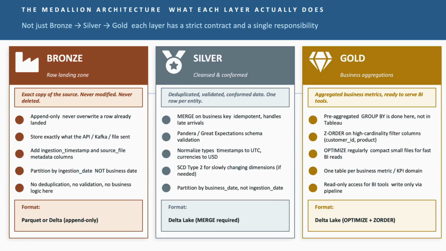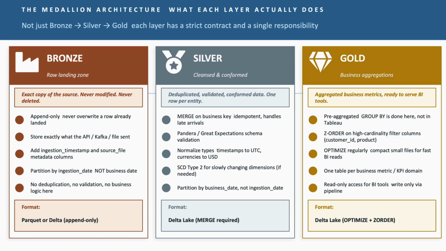So what each layer actually does: before any code, let me give you the contracts for each layer. These are not guidelines, they are rules for each layer. For the bronze, the contract is an exact copy of the source, never modified, never deleted, append only. Store exactly what the API or Kafka or file system sends, add audit columns: ingestion timestamp, source name, row hash. Partition by ingestion dates, not business dates. No deduplication, no validation, no business logic. Format is Parquet or Delta in append only mode. If you break this contract, you lose the replay.